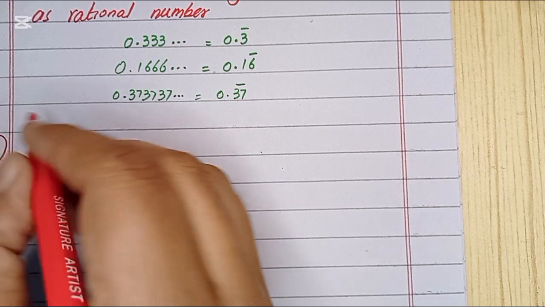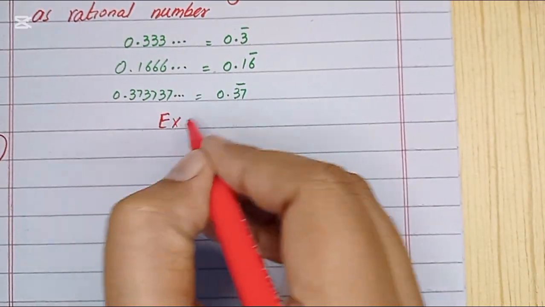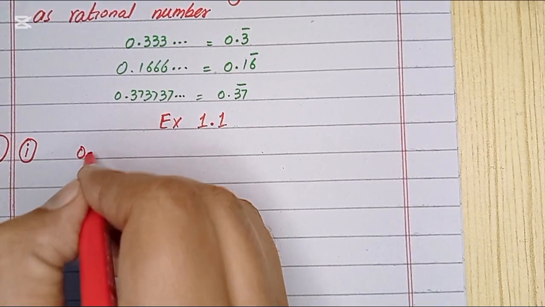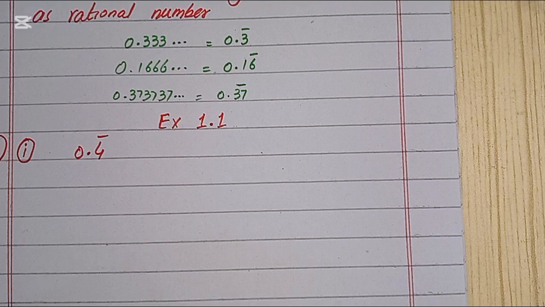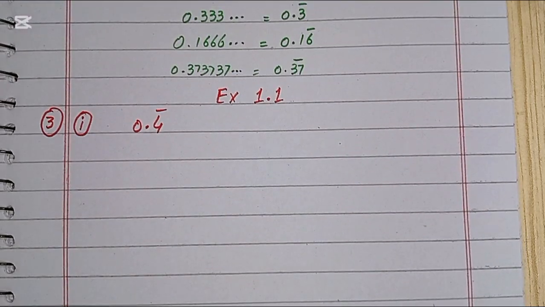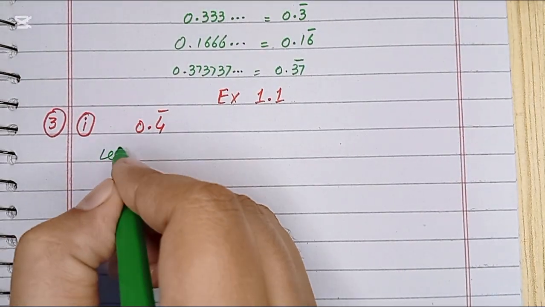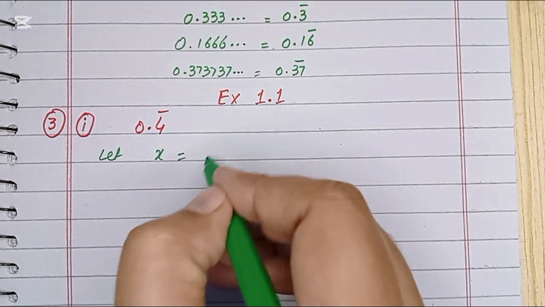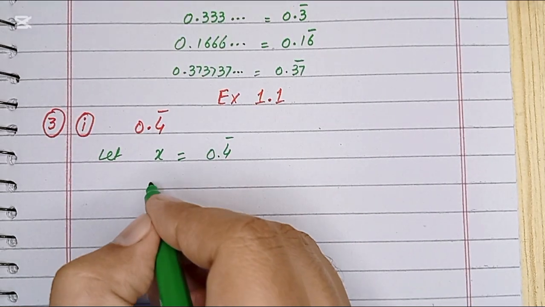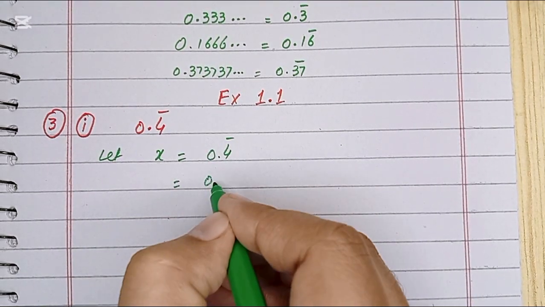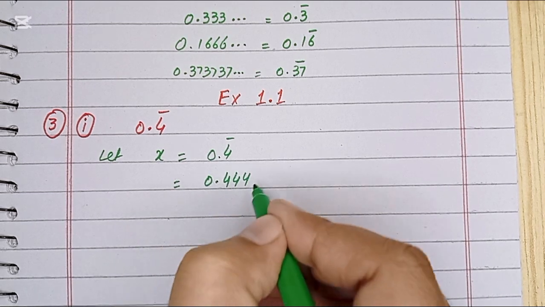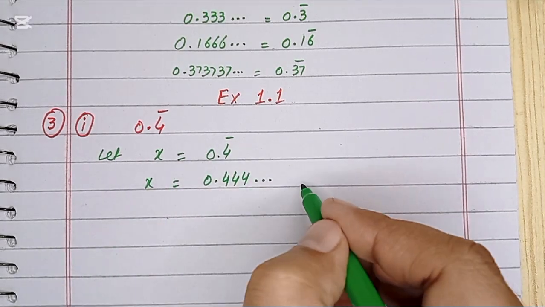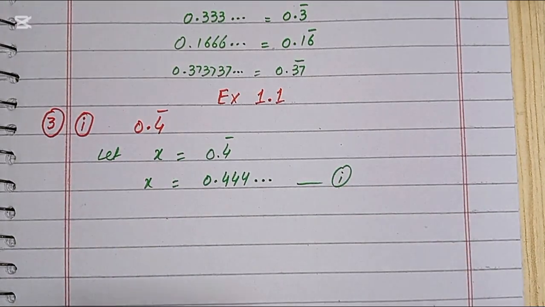Question number 3, exercise 1.1, first part: 0.4 bar. First of all, we will suppose this number as an unknown variable x. Now we can write 0.4 bar as 0.444 because the bar indicates that 4 is repeating. We will write it as expression 1.